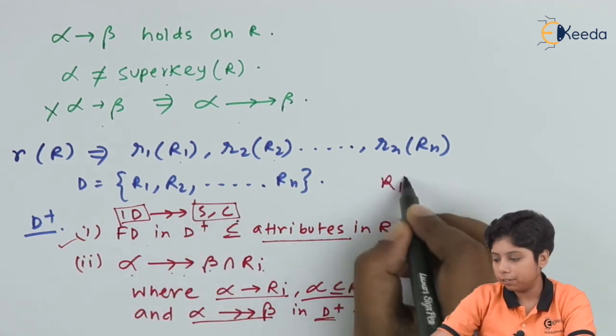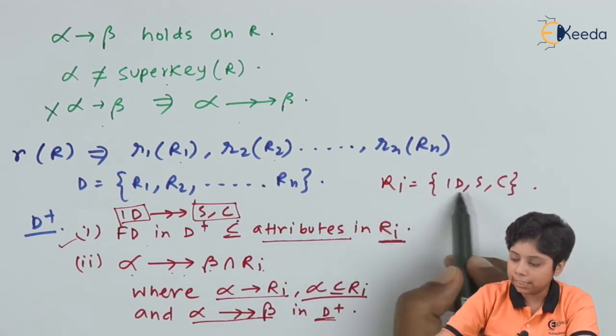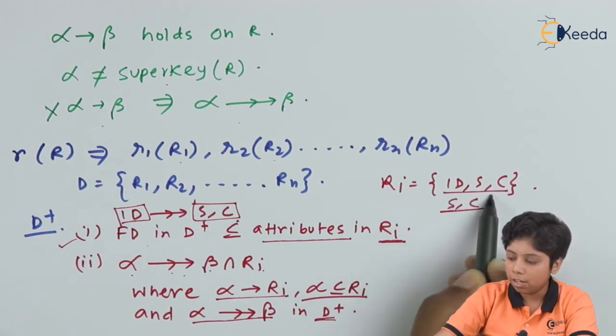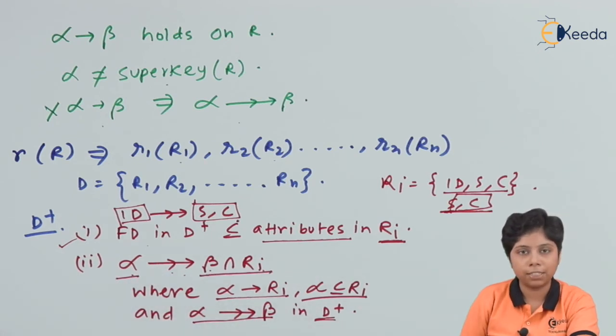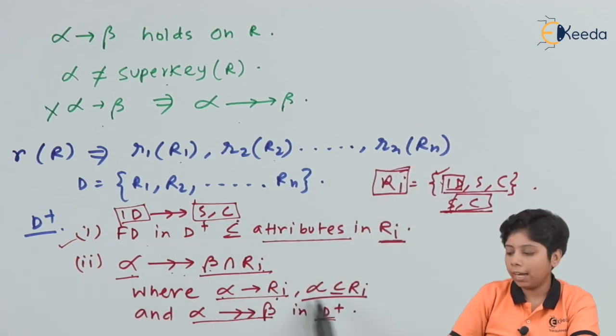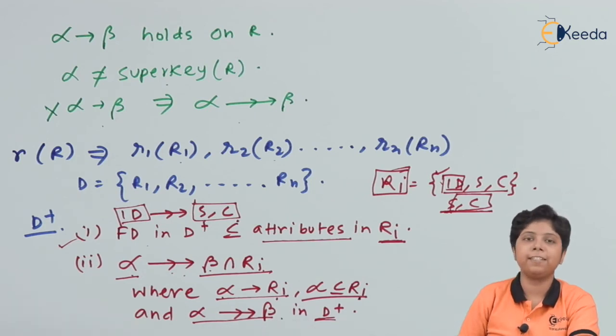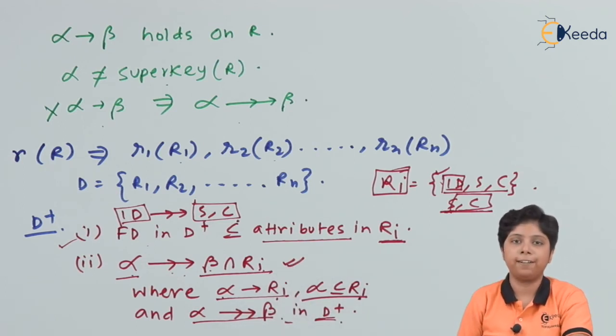ID, S, street and city. Now if I intersect ID, S and C with this S and C, we will have S and C. So ID multidetermines S and C. This is the first one. Now if and only if alpha determines Ri, obviously ID will uniquely identify the Ri, and also alpha is a part of the Ri, and then alpha multidetermines beta is in the D plus. That means the first one is in the closure of this attribute set. Then we should meet these restrictions of the 4NF decomposition carefully.